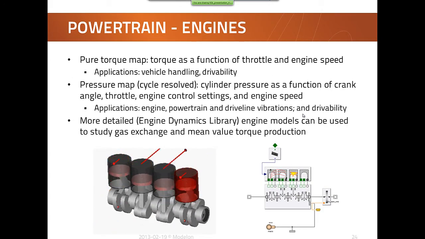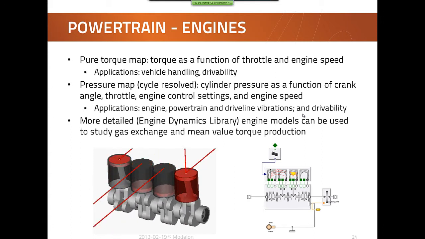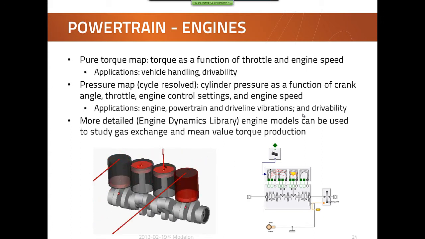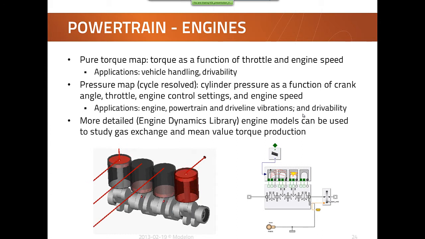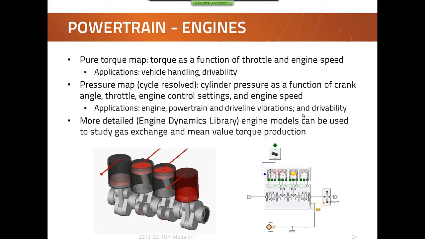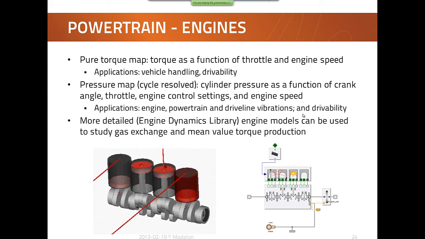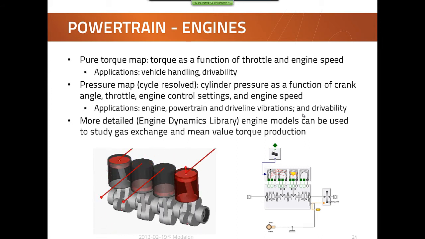We also have representations of engines in the VDL. First you have your pure torque map, which allows you to map torque as a function of throttle and engine speed, with applications for vehicle handling and drivability. And in 1.6 we had another mapping procedure called pressure map or crank-angle resolved mapping, which allows you to map cylinder pressure as a function of crank angle, throttle, engine control settings, and engine speed. The applications here are engine, powertrain, and driveline vibrations, as well as drivability. More detailed engine models, such as from the Engine Dynamics Library, can also be added to study gas exchange and mean value torque production.